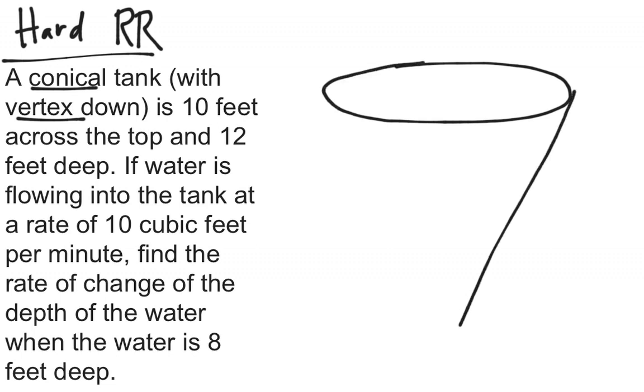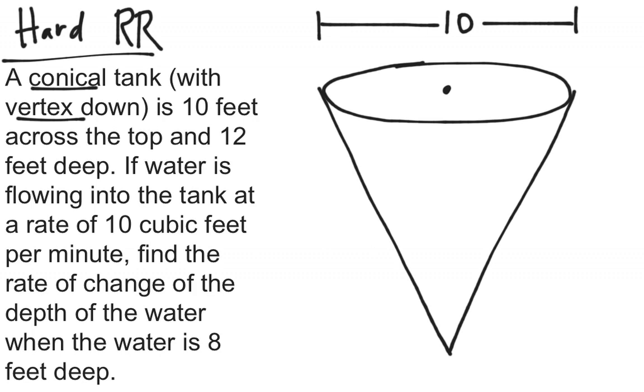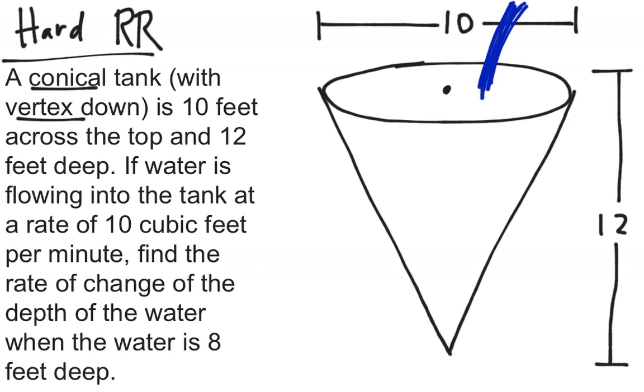There's the base of the cone, or the top rather, and there is the vertex, and that's the center of the circle on the top. It tells us that the cone is 10 feet across at the top and 12 feet deep. Very nice. And water is flowing into the tank, so here's some water going in the tank. Check out my artistic skills. And eventually we'll get to the point where the water is 8 feet deep, so that's like here-ish.